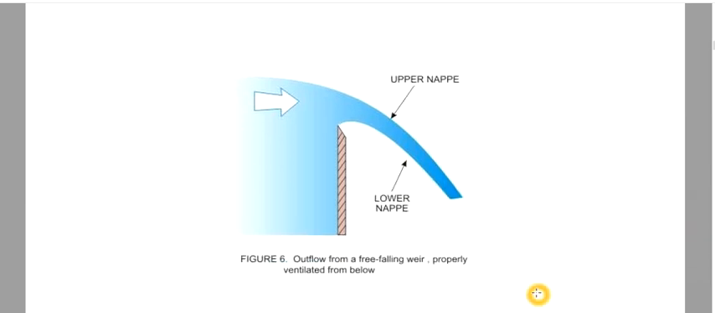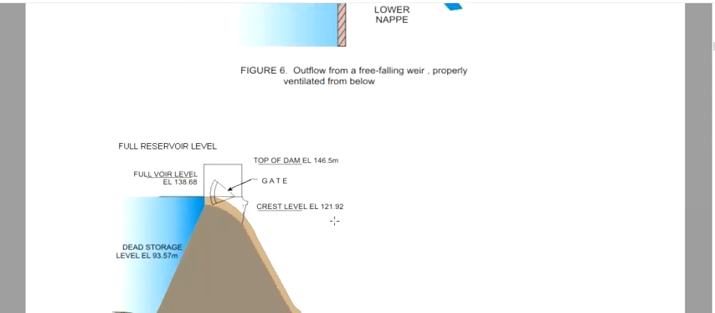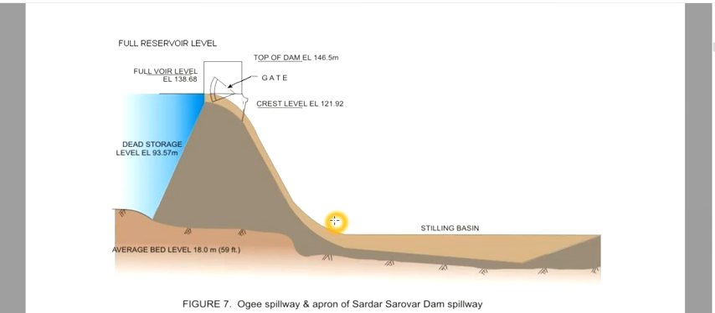So now, from the spillway the water moves from upstream side to downstream side. This portion is upper nape and this portion is your lower nape. You have to draw it in your notebook as well as in your practical book also. This is the example of ogee spillway and apron of Sardar Sarovar Dam spillway. You have to clearly draw it in your notebook.